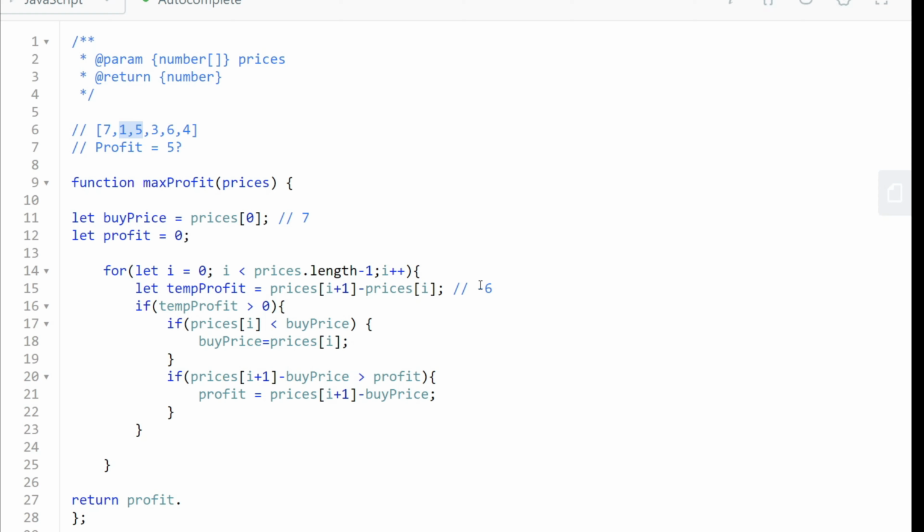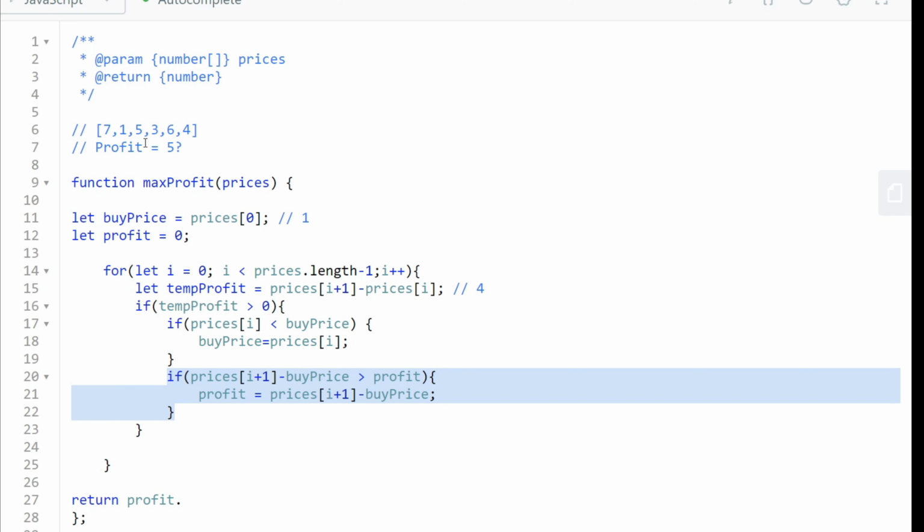And here we're going to go to temp profit. What's our temp profit here? Our temp profit is $4. Is $4 more than 0? Yes, it is. So let's check our prices at the current position. That is 1. Is that less than our buy price? Yes, it is. So let's replace it, right? So this will be 1 from here. And then we check the next portion here.